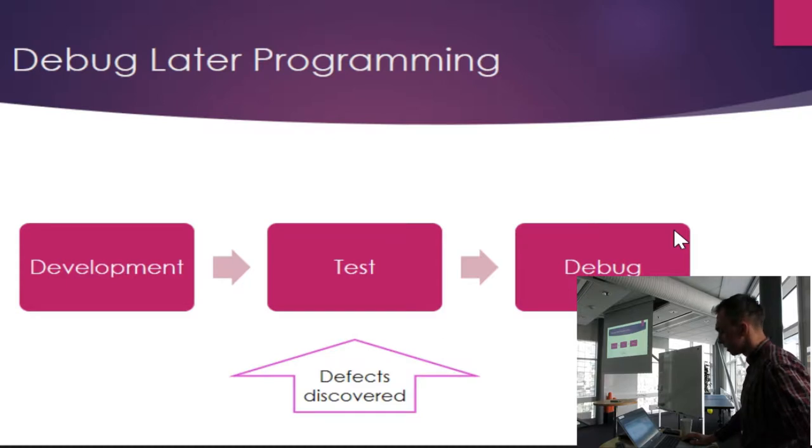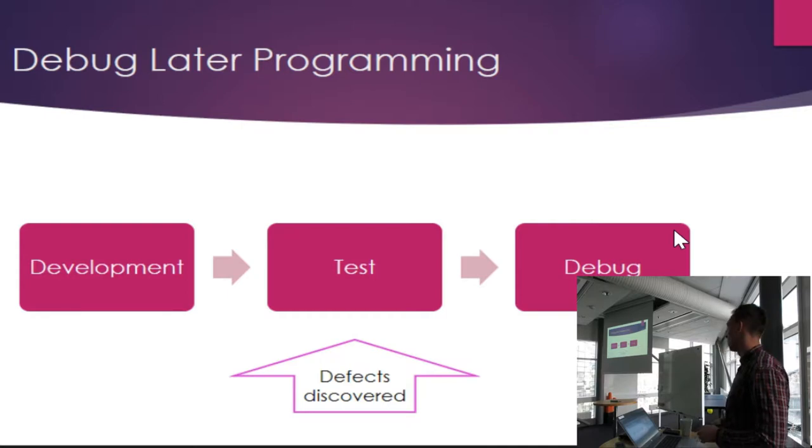Okay, so now let's talk a little bit about debug later programming. So first we write our code. We do not have time, so we are under some kind of time pressure. So we want to deliver code very fast, so we don't have time to spend on our tests. So we develop the feature. Often after it, we have to develop another feature, so we didn't write tests for our last task.